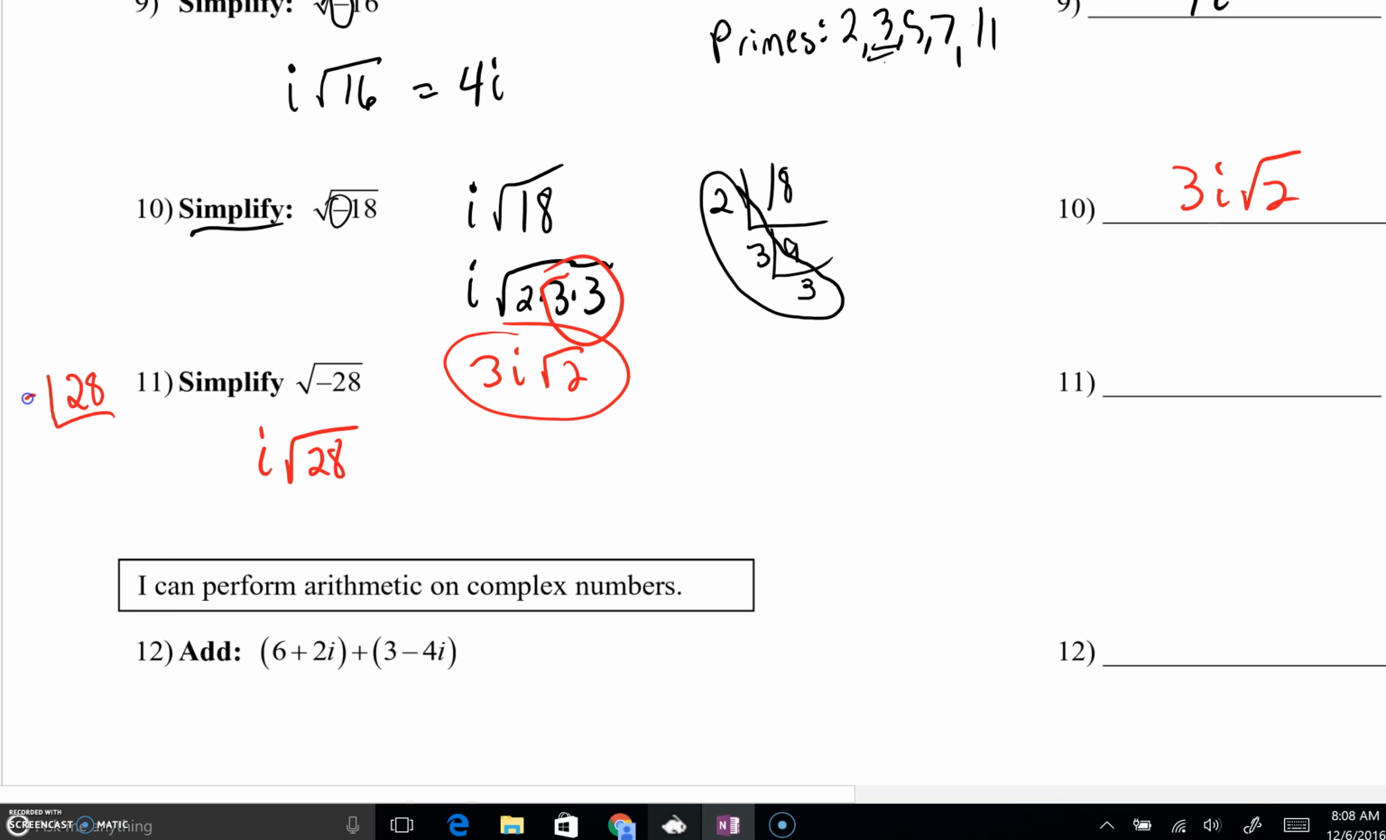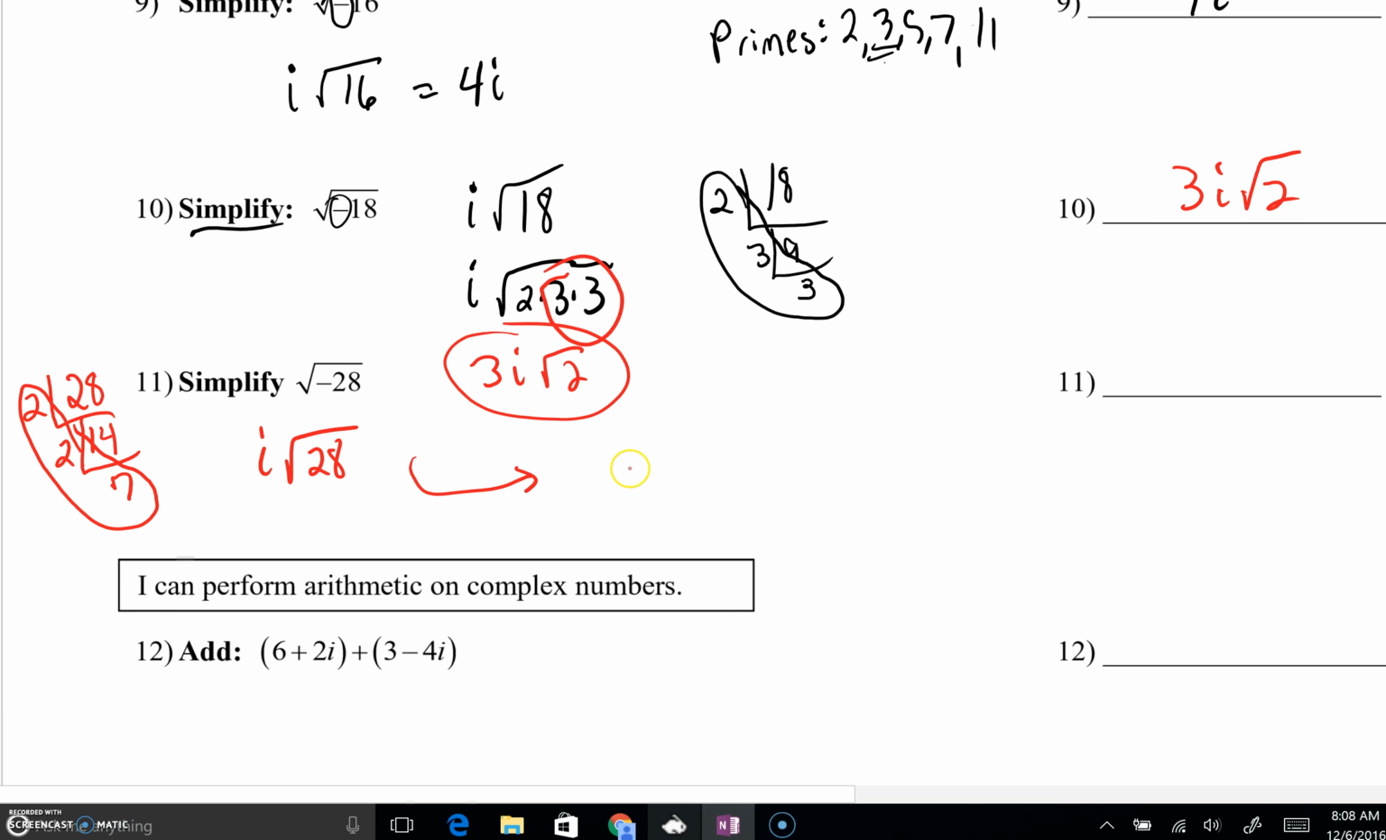You could say, well, let's try 2. We're looking at our primes. 28 divided by 2 is 14. 2 divides into 14 again. 14 divided by 2 is a 7. So I have 2 times 2 times 7.